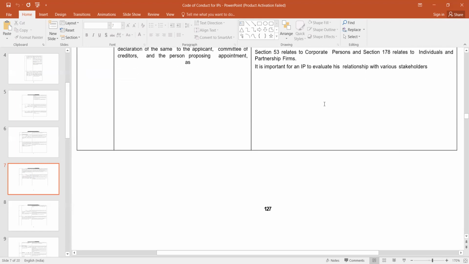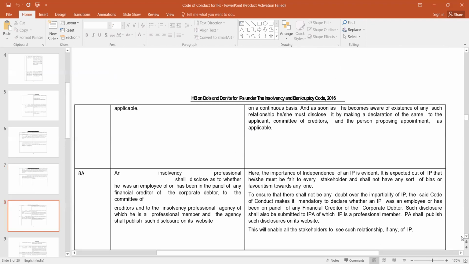So here the answer is that it is important for an IP to evaluate his relationship. You have to evaluate the relationship and see whether it has any conflict of interest. That is the point basically. And you have to evaluate such existence on a continuous basis. If you decide that some disclosure is required, then you should disclose that relationship. And if you think that you should not accept the assignment, then you should not accept it. So what are the circumstances in which you should not accept the assignment?